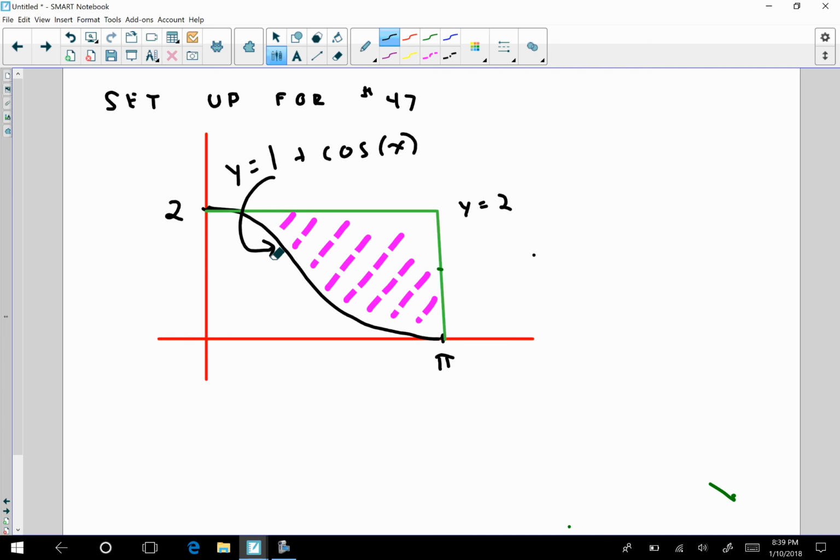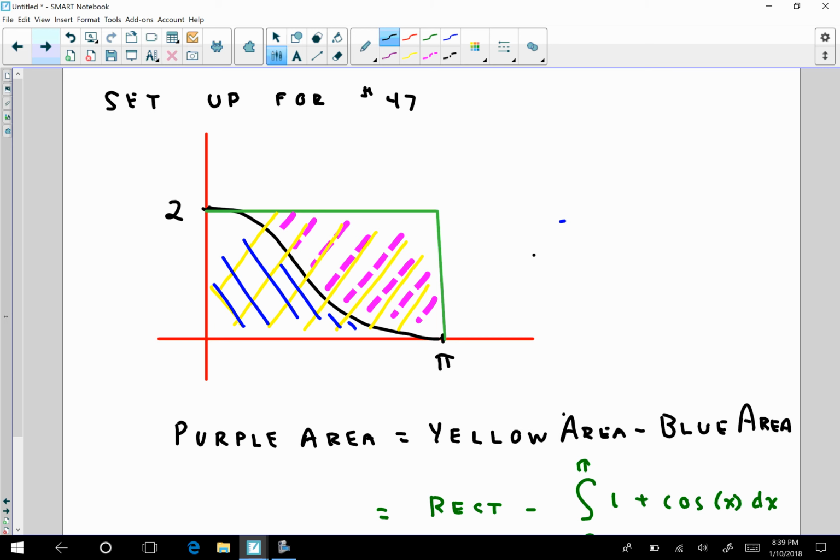This is a type of problem that comes up time and time again on AP assessments. Here's the easiest way that I have found to explain this. If I look at the purple area, it is going to be the yellow area, which is the area of this entire rectangle, the yellow area. And what am I going to do? I'm going to subtract from it the blue area. What's that going to give me? That's going to give me the purple area.